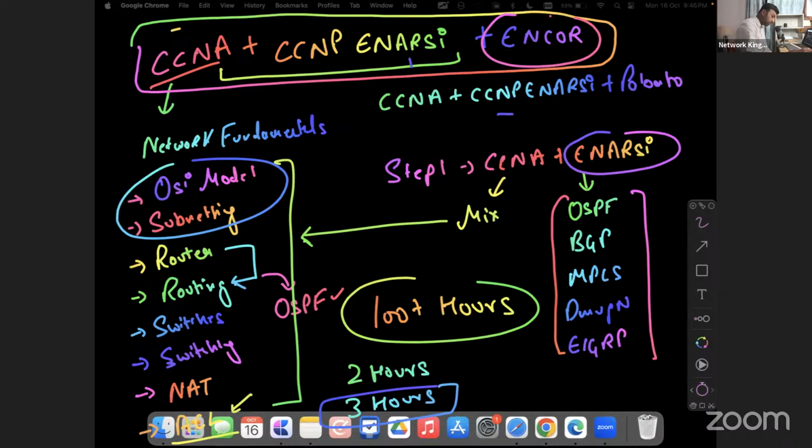ENCOR has a lot of topics, and CCNA also has a lot of topics, but ENCOR and CCNA are not in very much detail. You do not study OSPF in much detail. You do not learn OSPF, BGP, MPLS, DMVPN, and EIGRP in detail. You only learn in detail in the ENARSI module.